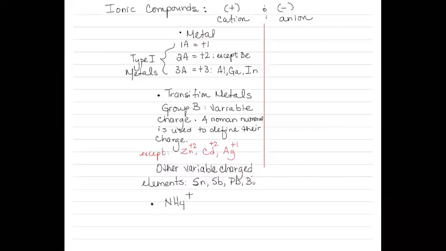Okay, no takers for NH4. This is ammonium. Ammonium is the only polyatomic ion that is positively charged. So when it comes to ionic compounds, these are the 3 variations that we have of cations. Any questions on the cations?